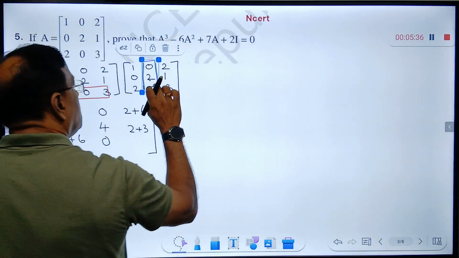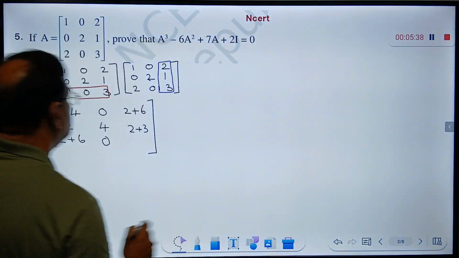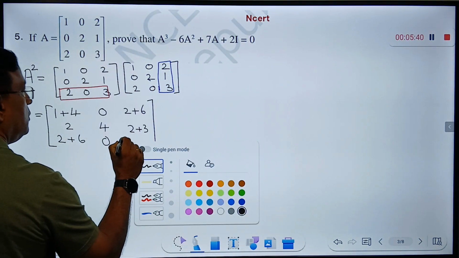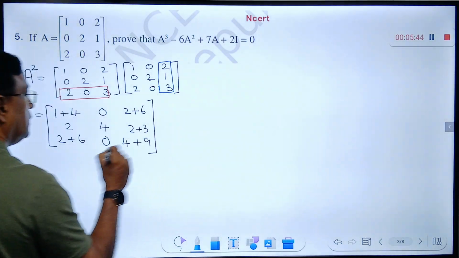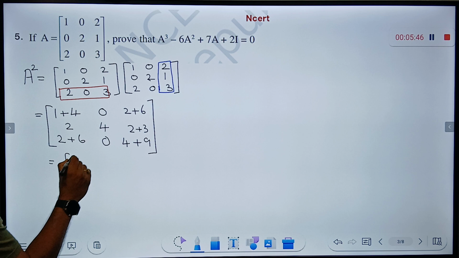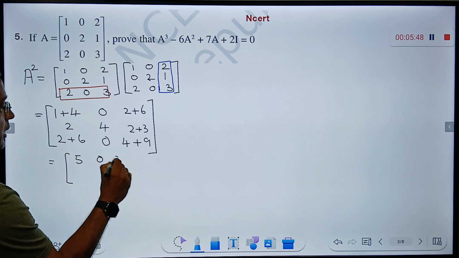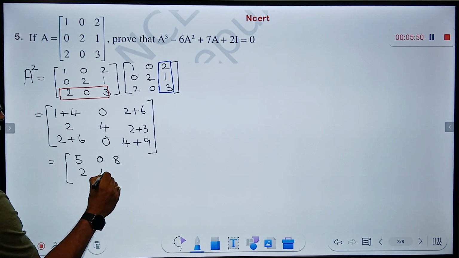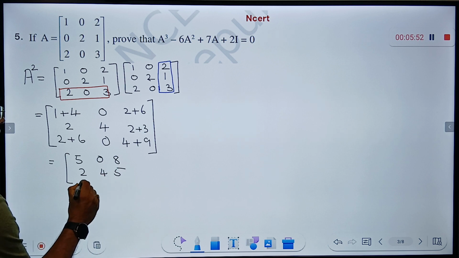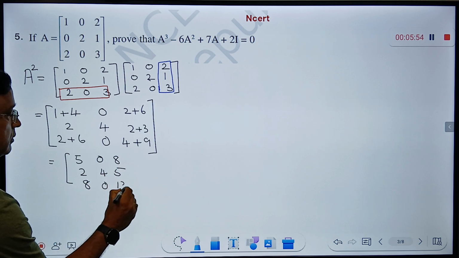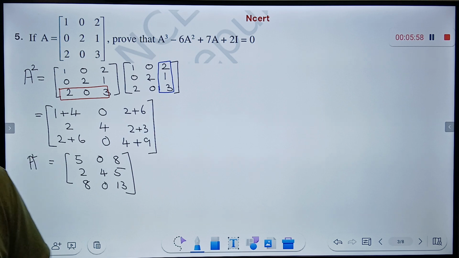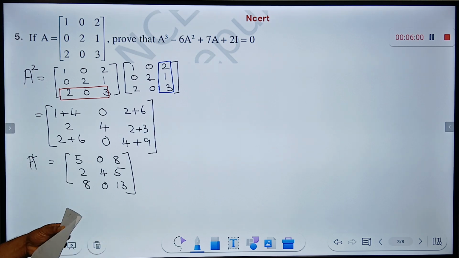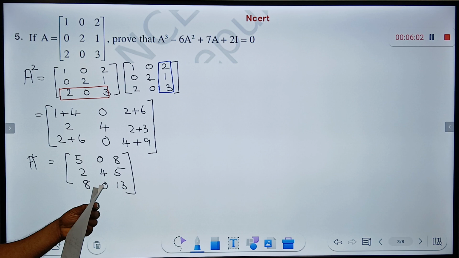Now, go to the next one. What is that? 4 plus 0 plus 9. So this will be 5, 0, 8, 2, 4, 5, 8, 0, 13. Okay, this is my A square. I just want to cross check whether it is correct or not. It is 508, 245, 8013.